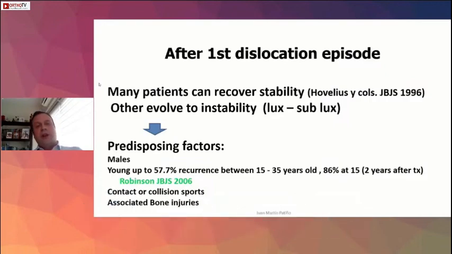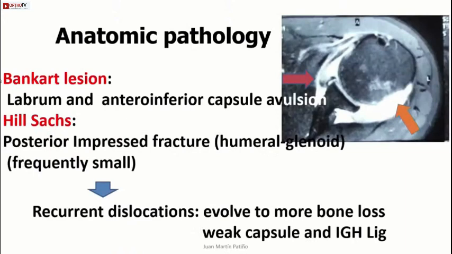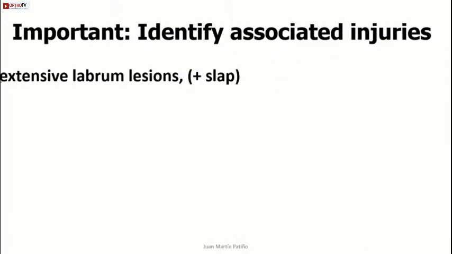After the first dislocation episode, many patients can recover their stability, but many others evolve to instability. There are well-known predisposing factors for this: males, young people, contact or collision sports, and associated bone injuries. These are the basic anatomic lesions after dislocation, like a Bankart and Hill-Sachs. They are frequently small, but with recurrent dislocation, could evolve to more bone loss, weak capsule, and inferior glenohumeral ligaments.